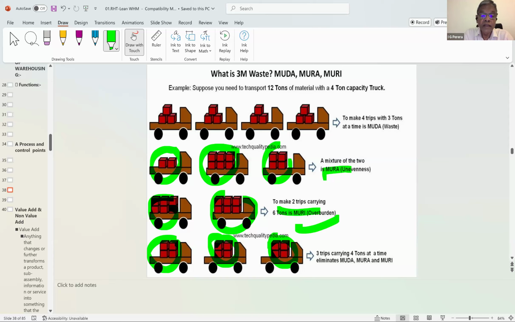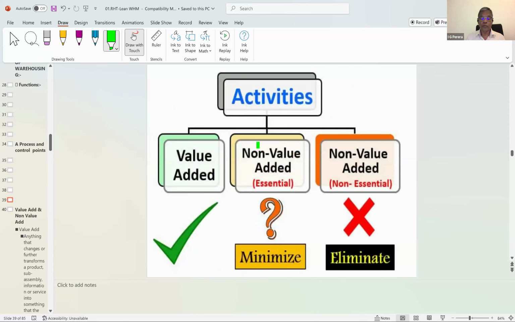So it should be 3 lorries with 4 boxes. No Muda, no Muri. Now how do we link this? So when it comes to lean, before we go to lean, we need to understand 2 different types of processors. In our organizations there are 2 types of processors. Even from the beginning it was identified.